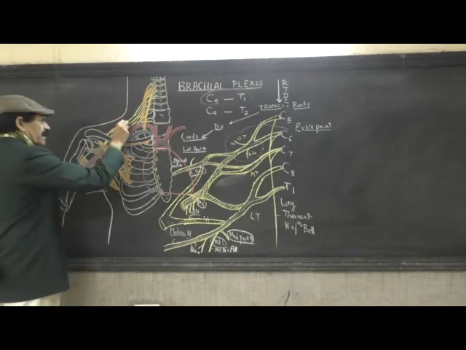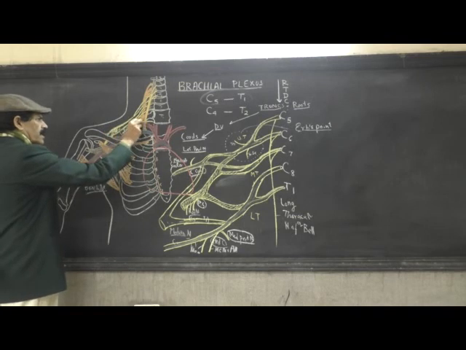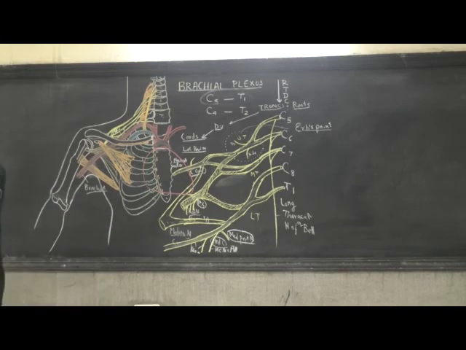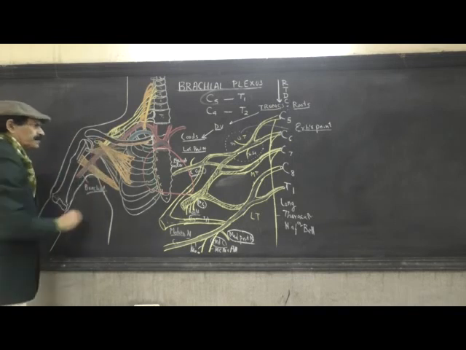Then we have also seen that this lateral cord will give a lateral root. And the lower trunk will give rise to the anterior divisions and the posterior. All the posterior divisions unite to form the posterior cord, and the posterior cord is also lying lateral to the first part of the axillary artery. The lateral cord is lateral, and the posterior cord is also lateral.